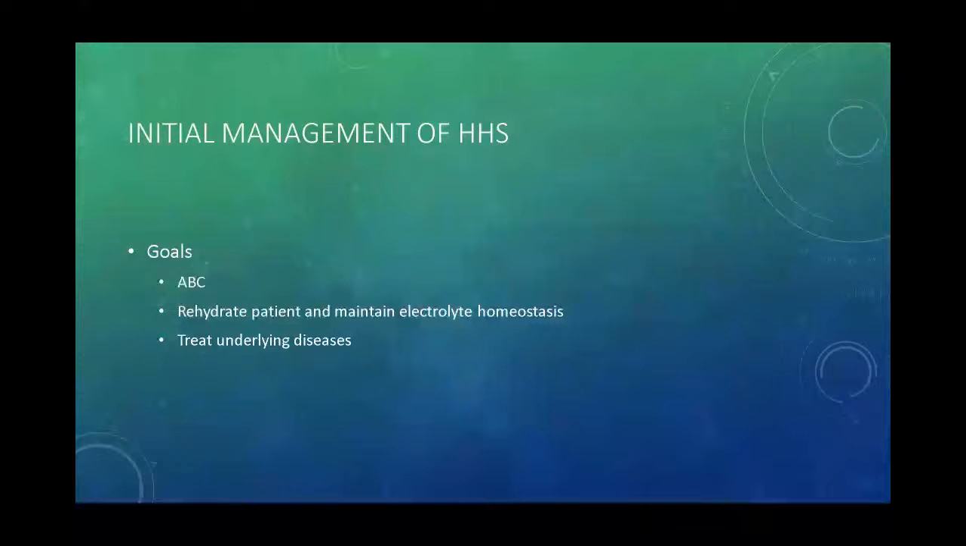And then again, with management for HHS, I'd say it's fairly straightforward. Manage their ABCs like you would normally. Make sure their airway is patent, they're breathing adequately. I think the best thing to do for these patients would be to get IV access, start IV fluids, and then ultimately assess for any forms of underlying disease like infection or infarction, different things like that.